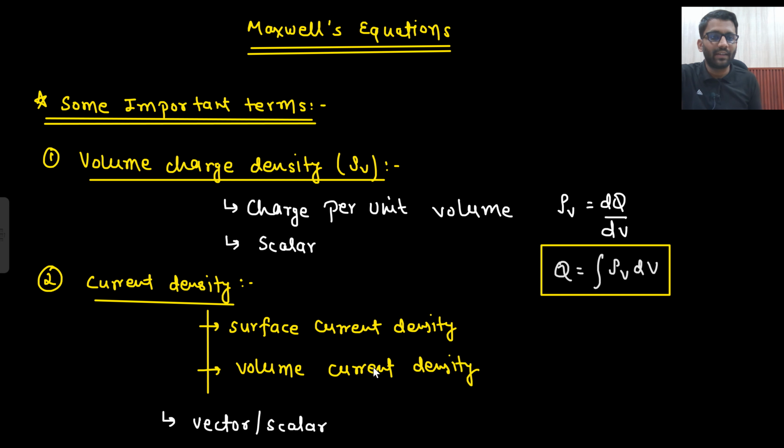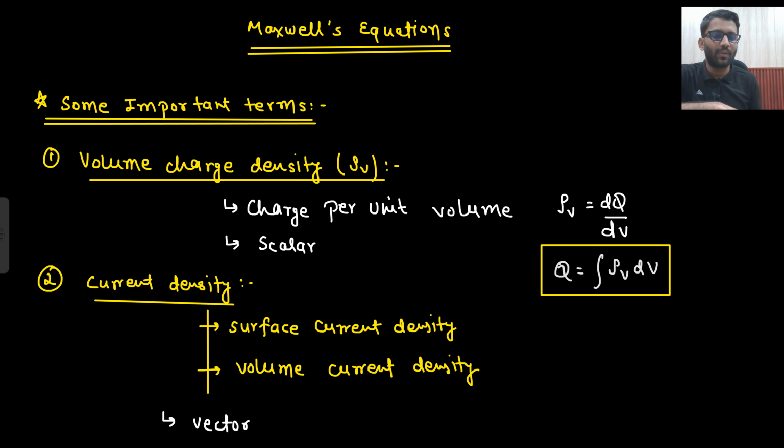What do you mean by current density? Current density is of two types. We will understand them one by one: surface current density and volume current density. First we will study volume current density, and this is a vector quantity. How it is a vector, we will see.